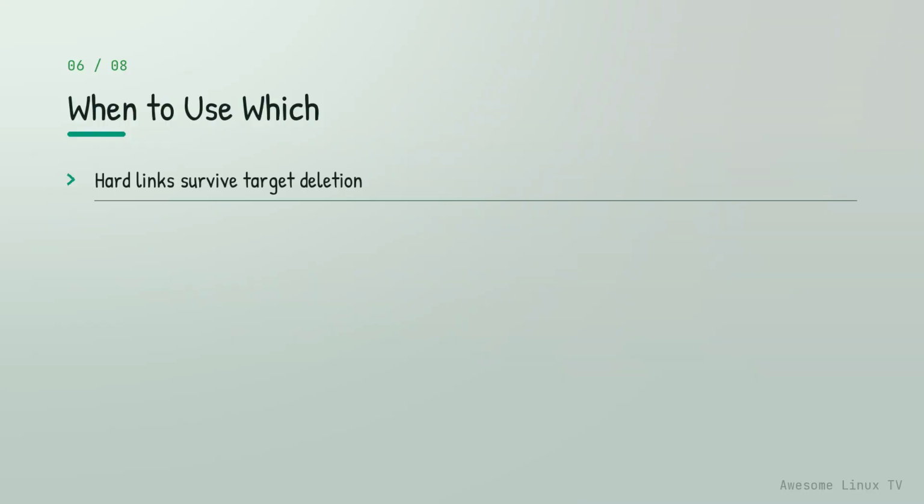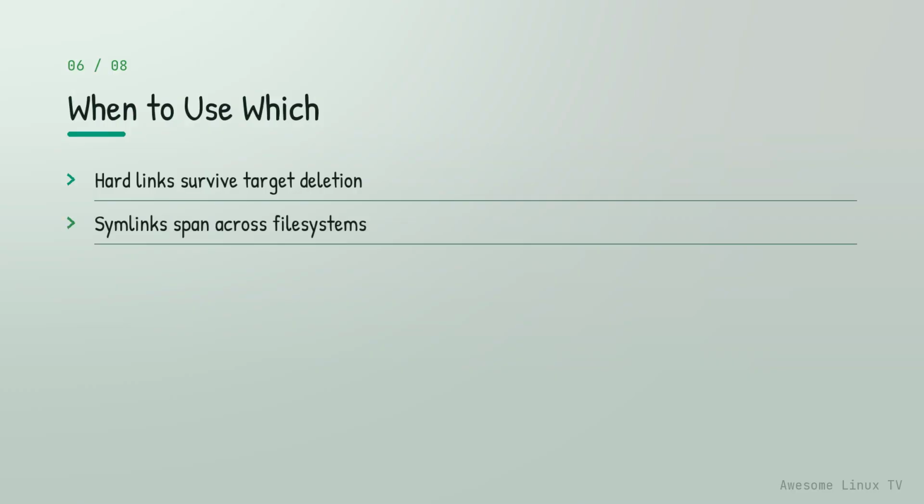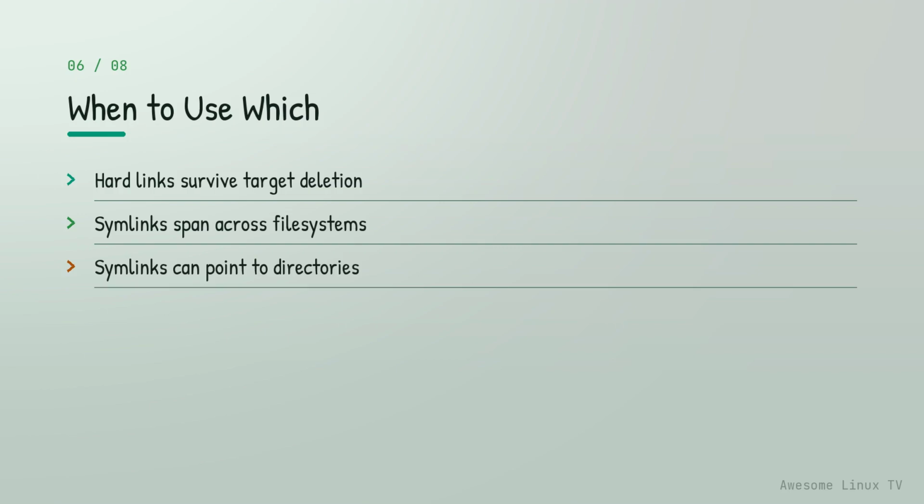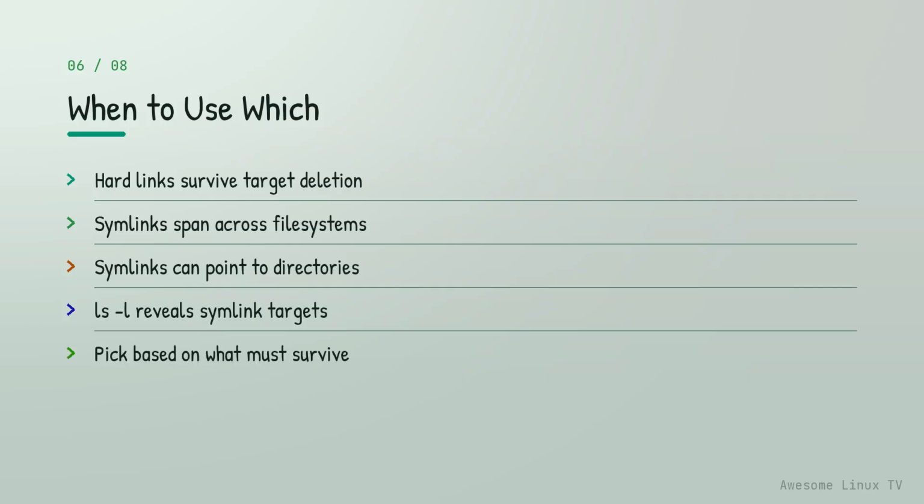Hard links are great when you need the data to survive no matter what. Think backups or deduplication where deleting the original shouldn't matter, but they can't cross file systems or link directories. Symlinks give you flexibility: they span file systems, point to directories, and you can see where they lead at a glance. The price is fragility. If you need resilience, pick hard links. If you need reach, pick symlinks.